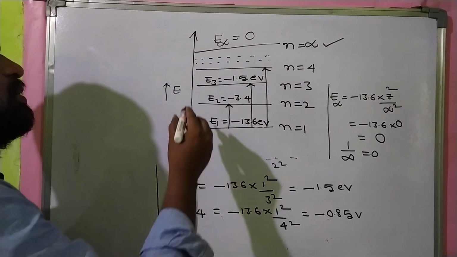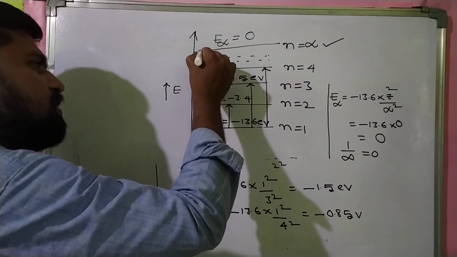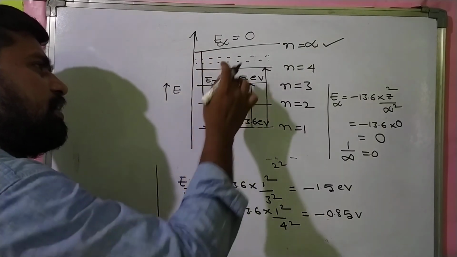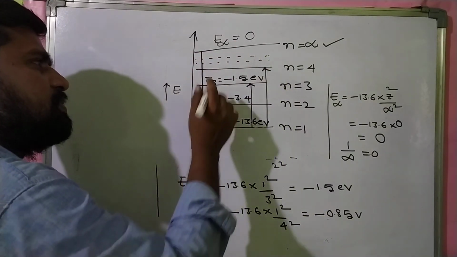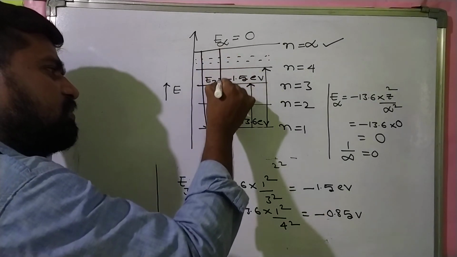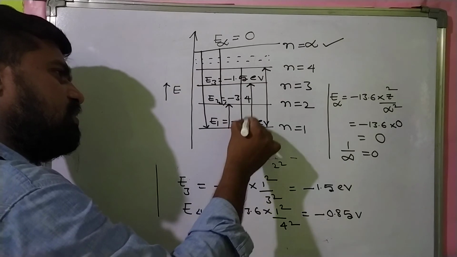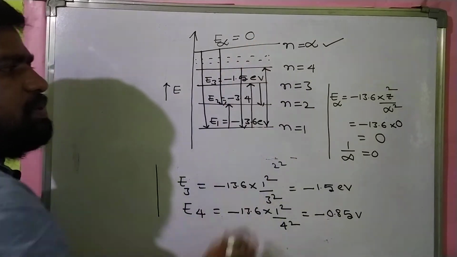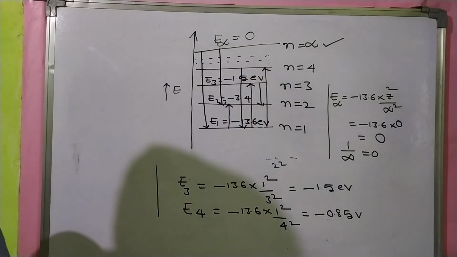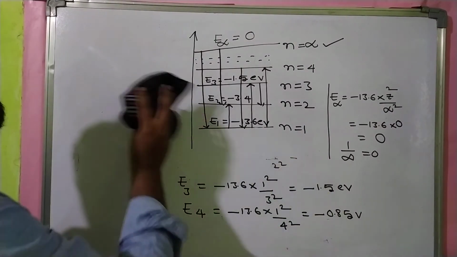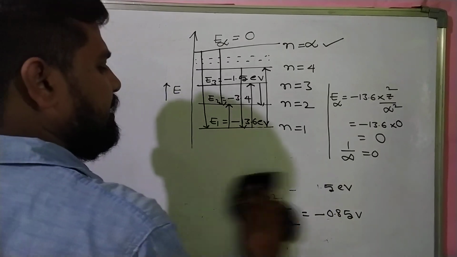And sometimes the electron drops from infinity energy level to first, or infinity level to second, or any level to ground, any level to somewhere. This is energy profile diagram. Understanding? Very easy. Very easy.